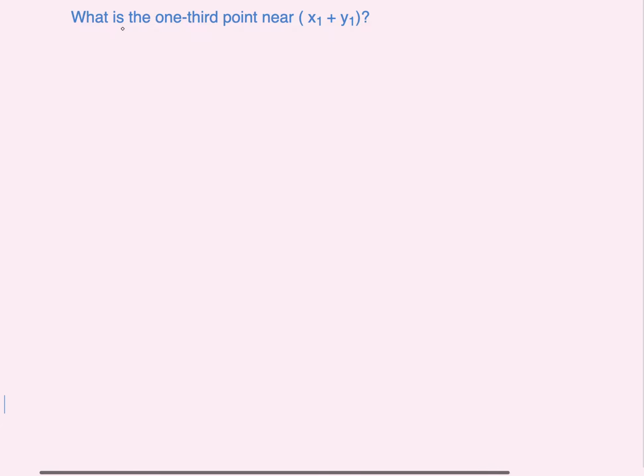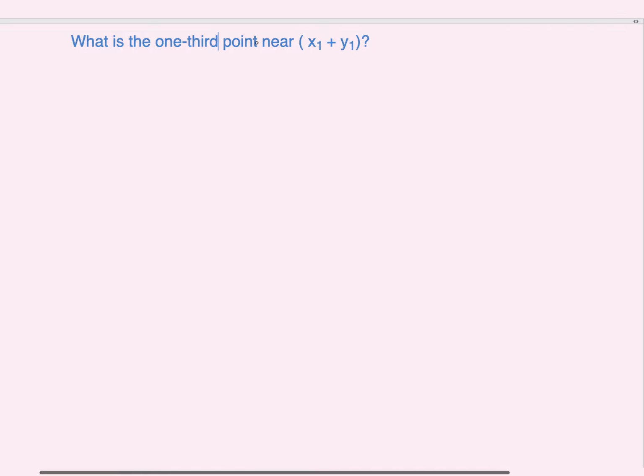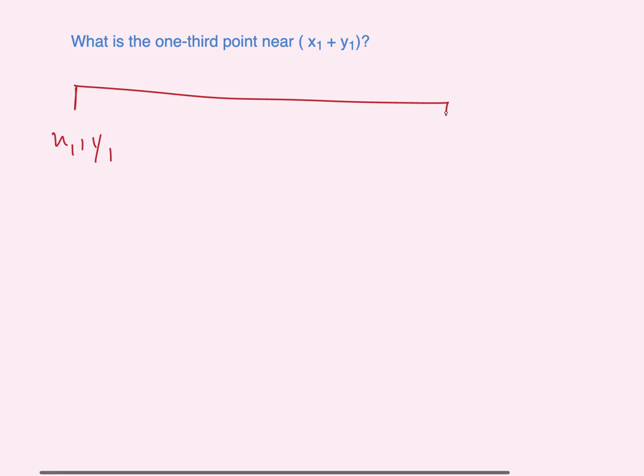Okay, so this is the question. What is the 1/3 point near x1, y1? Let me say that this is my x1 and y1, and the other point that I have is x2 and y2. I have to find out the 1/3 point near this x1 and y1, right?